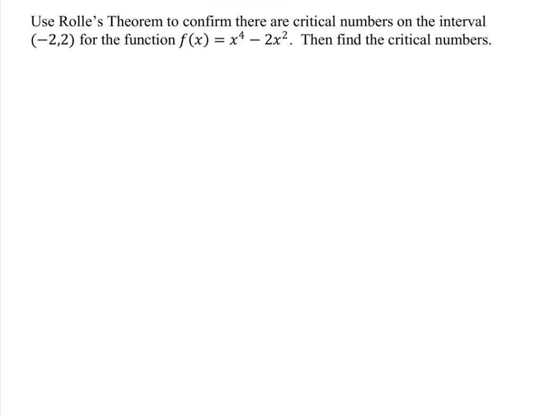Use Rolle's theorem to confirm that there are critical numbers on the closed interval for the function. Then find the critical number. So that means we want to be kind of formal about this. We need to set up Rolle's theorem before we can say that it works. So what do we do?